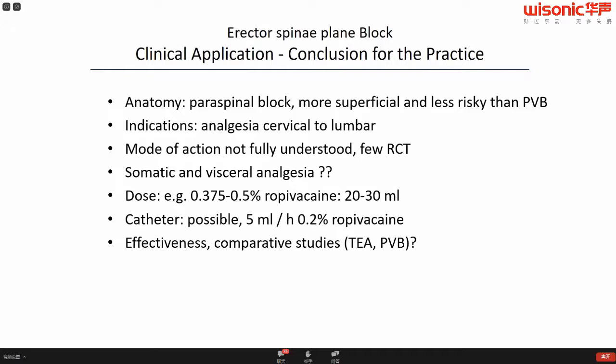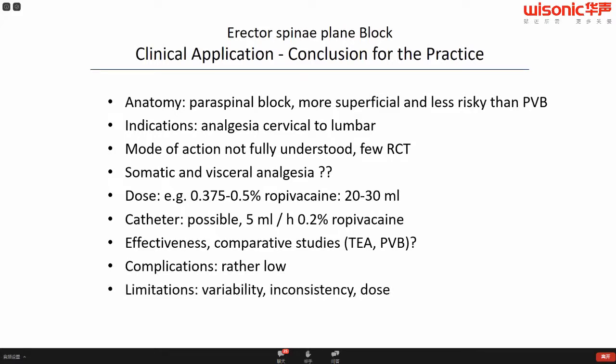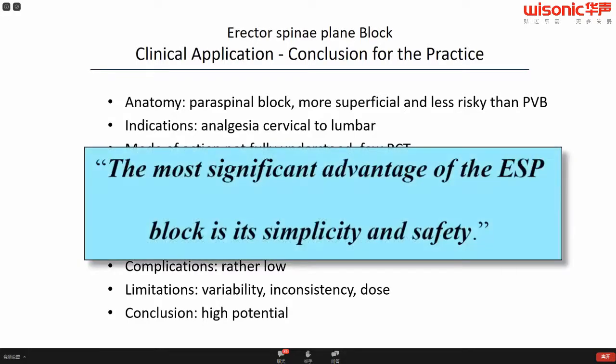Regarding the effectiveness, more comparative studies are needed with the so-called gold standard. These are the thoracic epidurals and the paravertebral block. The complication rate is rather low. Limitations of this block and of the results from studies and case reports we have right now are the variability and inconsistency of this block. My conclusion is that this block has a high potential, and very important, the most significant advantage of the ESP block is its simplicity and safety.